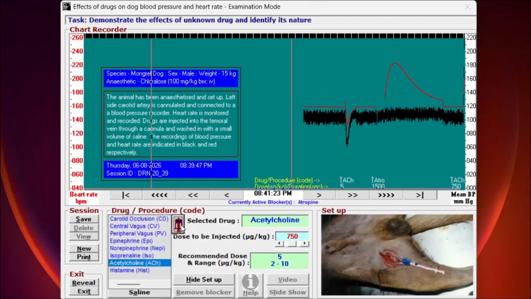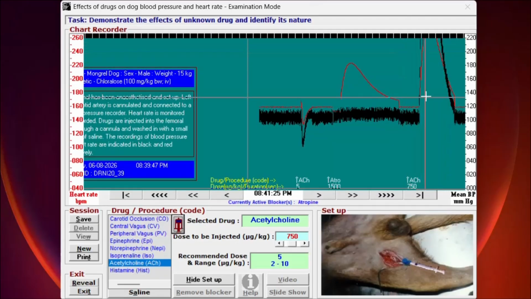And now let's inject. So now you can see there is an increase in the blood pressure, and this is what we call the nicotinic action of acetylcholine. And how is it mediated? It is because of the release of catecholamines, and those catecholamines are going to act on the alpha 1 receptor, leading to vasoconstriction.